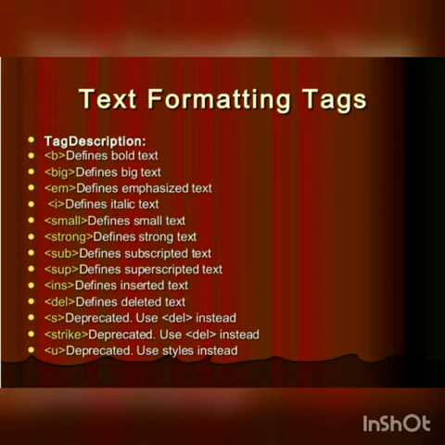Text formatting tags. B tag for bold text, big for big text, EM for emphasized text, I for italic text, small for small text, strong tag for strong text, SUB for subscripted text, SUP for superscripted text, INS for inserted text, DEL for deleted text. S is used instead of del, and strike is used instead of del, which is called strike through. U is used for underline instead of styles. These are the formatting tags of text.